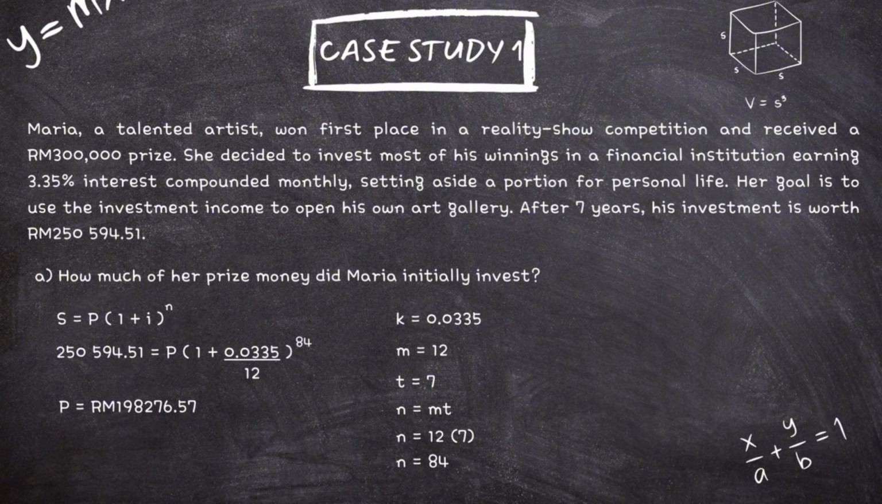For this question, we will be using this formula. S equals P times 1 plus I to the power of N, which will give us P equals RM198,276.57.